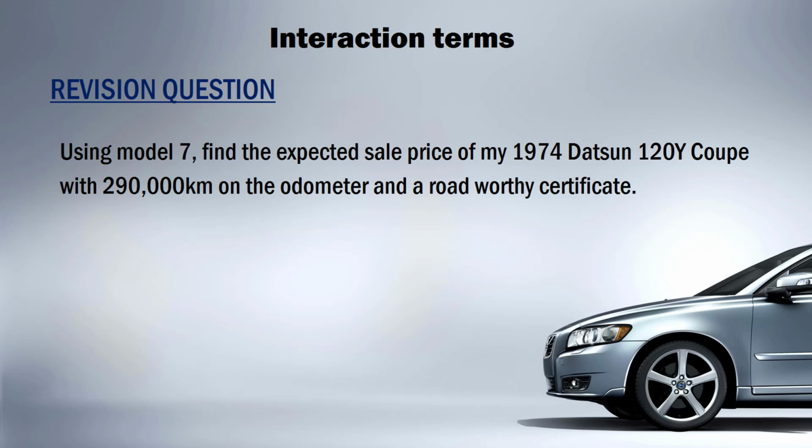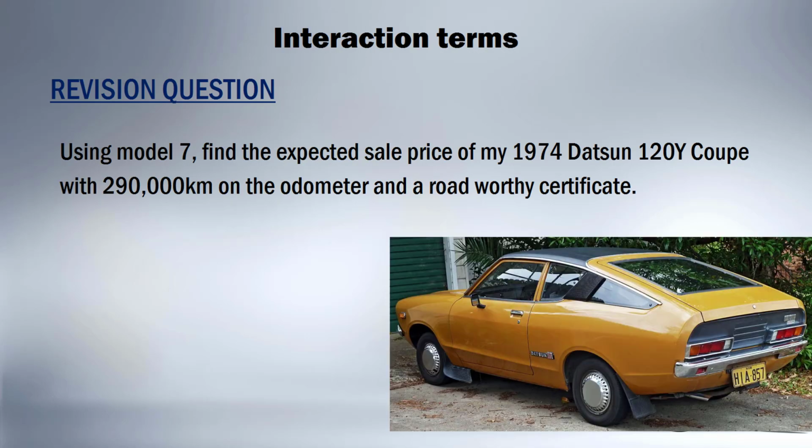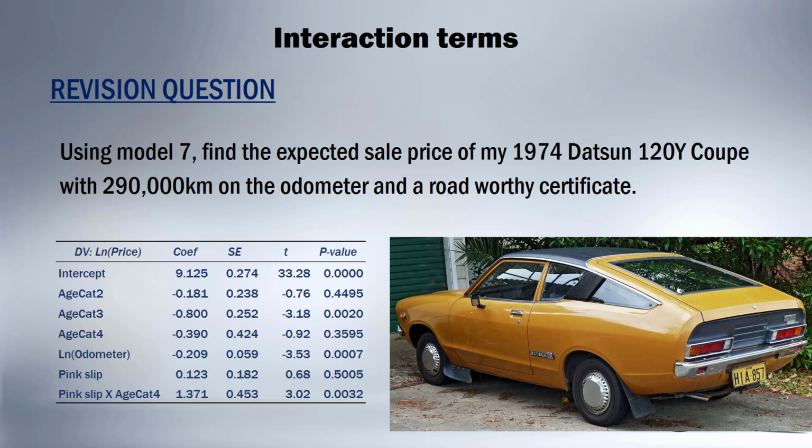But using Model 7, I want you to find me the expected sale price of my 1974 Datsun 120Y Coupe, and it's got 290,000 kilometers on the odometer and a roadworthy certificate, and it looks a little bit like this. She's a beaut. Here's the output from the last model, and it's up to you. See if you can find me an answer for this question. Ooh, and hot tip, the odometer variable, remember, is measured in thousands of kilometers.